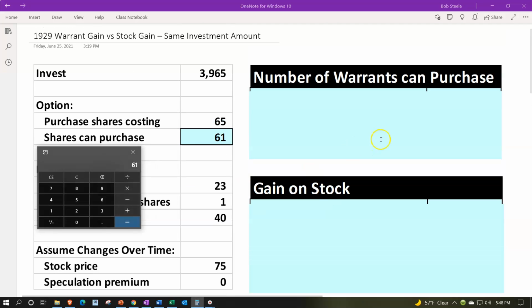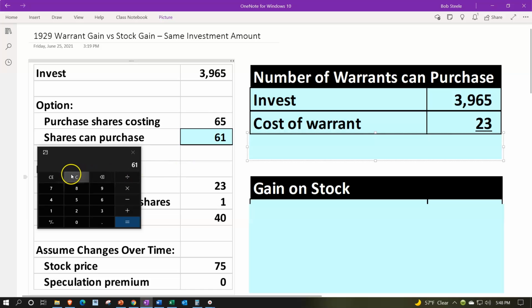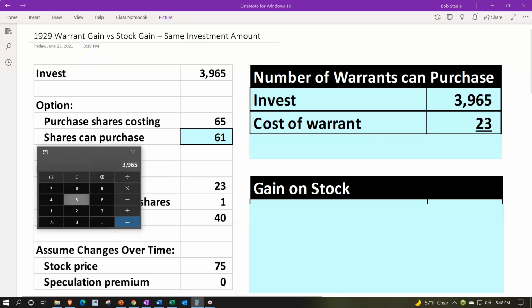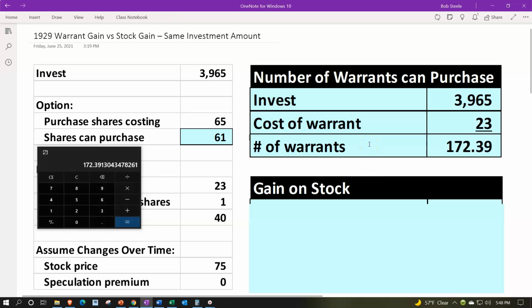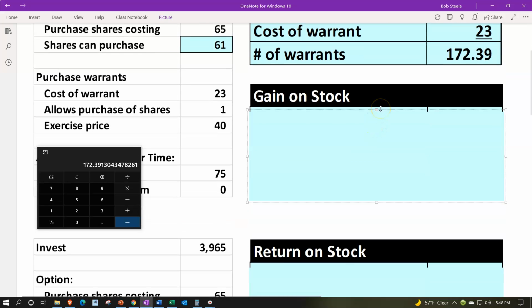Okay, so the number of warrants we can purchase is going to be the investment amount, that same $3,965, assuming the same for the stock and the warrants. We can purchase the warrants at $23. So then, of course, we've got the $3,965 over the 23, which gives us the number of warrants that we can purchase at 172.39. We do have to deal with the fraction here as we go through our example problem.